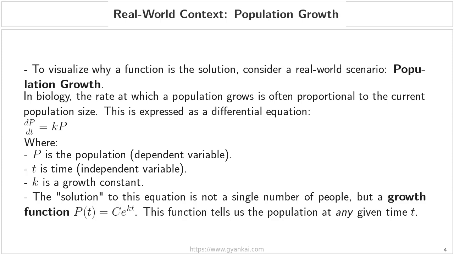Now, referring back to our earlier discussion about the difference between algebraic and differential equations, remember that we aren't looking for a single value for P. Instead, the solution to this equation is a growth function, written as P of t equals c e to the power of kt. This function is the solution because it doesn't just give us a snapshot of one moment. It provides a formula to calculate the population at any given time t.